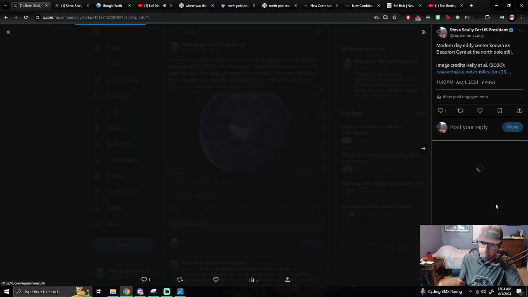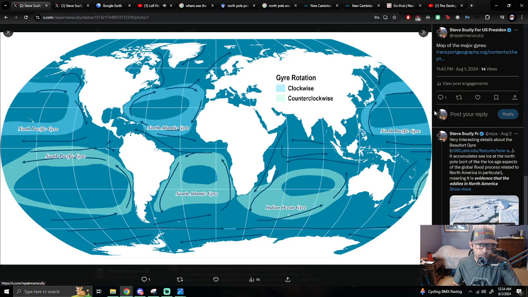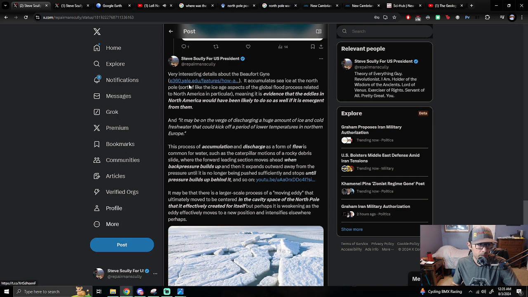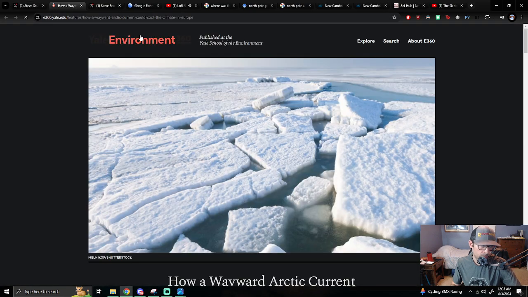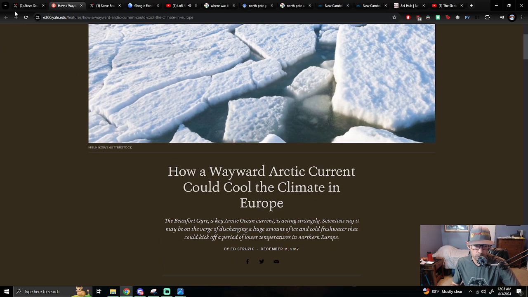Then I saw there's an eddy here now known as the Beaufort Gyre, a modern day eddy center at the North Pole still. Someone then posted this map of the gyres. And then I watched, or read, I don't know. Let's just read this post. Very interesting details about the Beaufort Gyre, from this Yale post by Ed Struzik: How a wayward Arctic current could cool the climate in Europe.